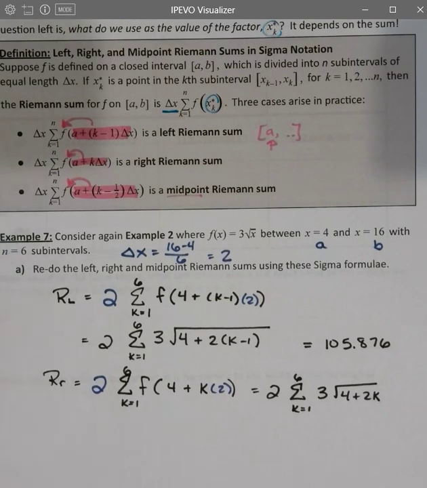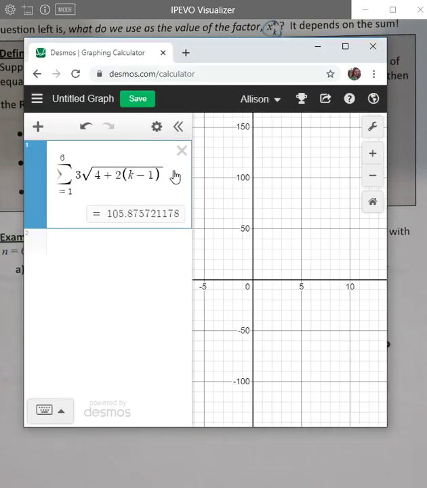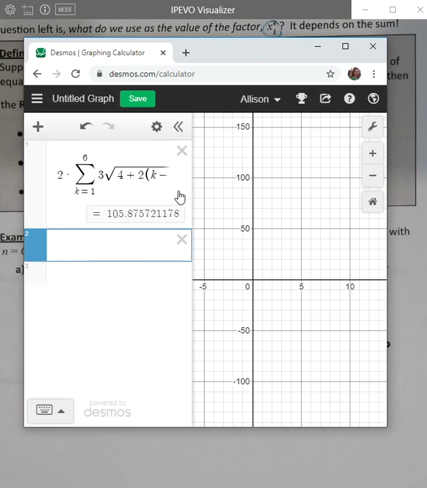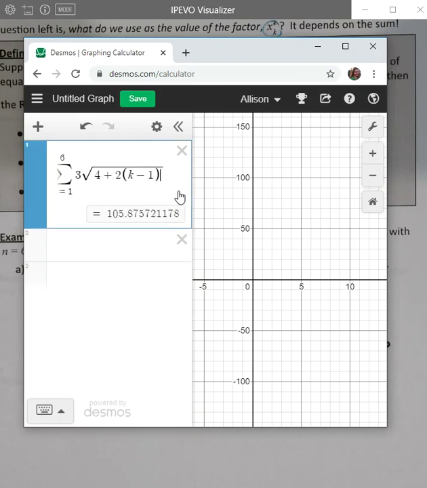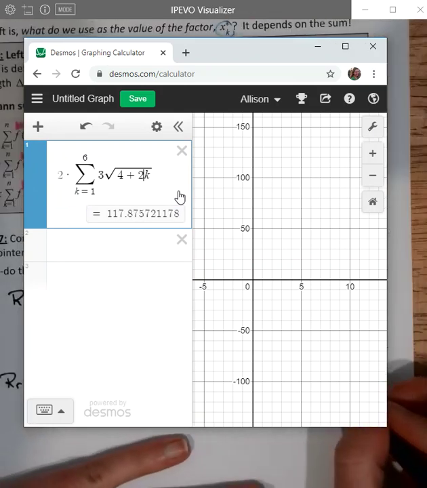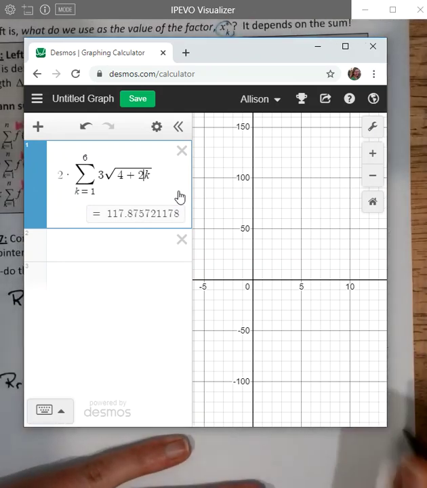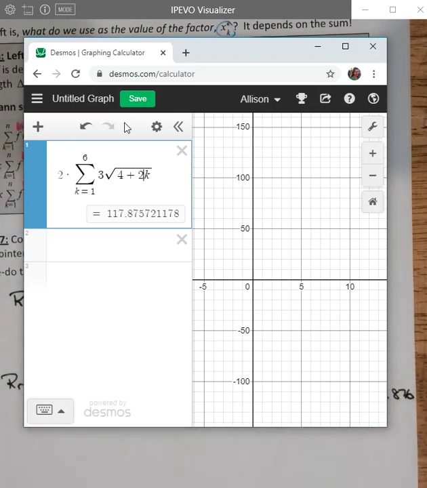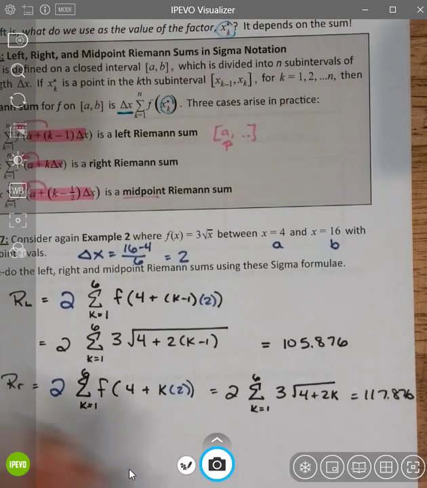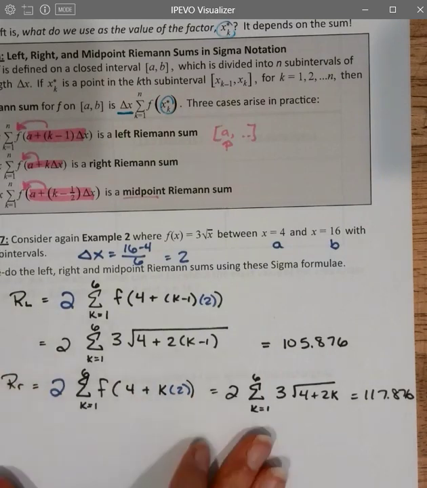If we go back and evaluate that, I'm just going to modify this line. We get 117.876, and I believe that's the same thing that we had before. You guys can check that. It sounds familiar.